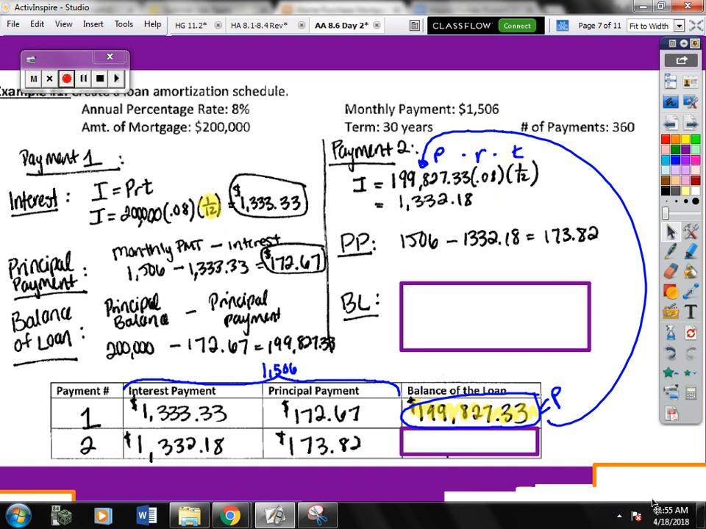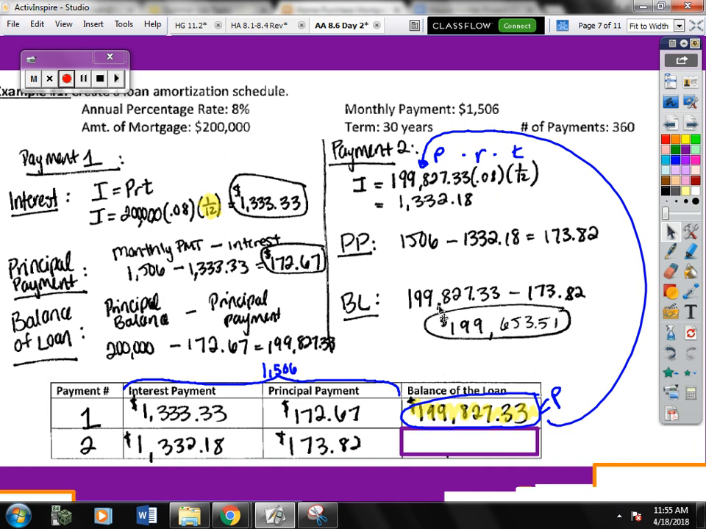Now for the balance of the loan, you're not going to subtract this from 200,000 this time. You're going to subtract it from the previous balance of the loan, because this is how much you're taking away from that total to find out your new balance. So you'll take the 199 and subtract your 173 to get this.